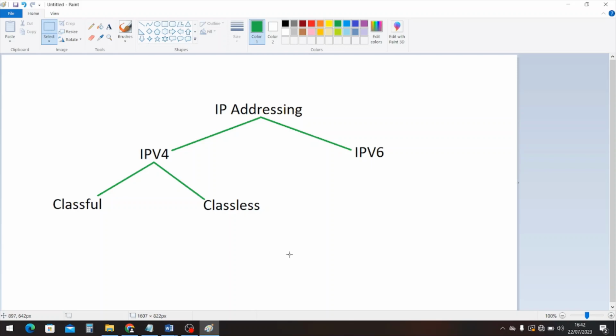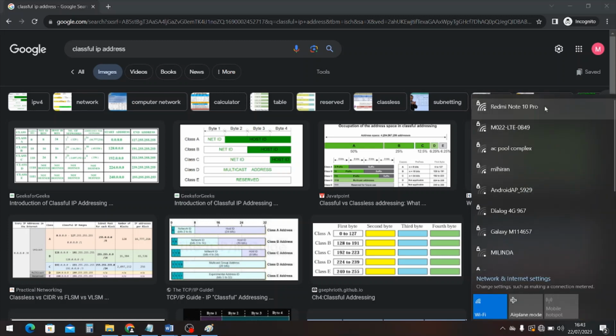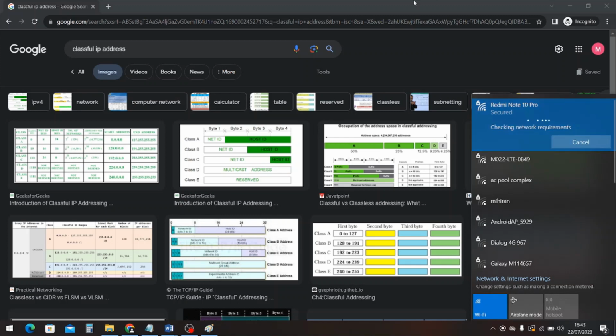So if you want to know further about classful IP addresses, which we need to go through, if you just Google it, you'll find a lot of information regarding it. It says class A, class B, class C, class D, class E. There are how many classes? A, B, C, D, E. 5 classes. So let me connect to my internet connectivity so that I can enlarge one of these documents and show it here.